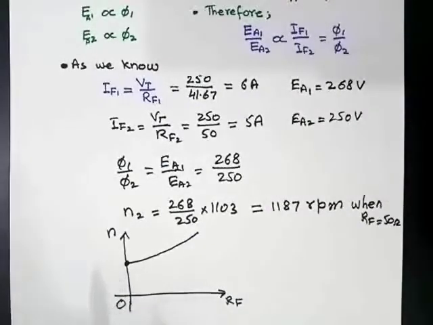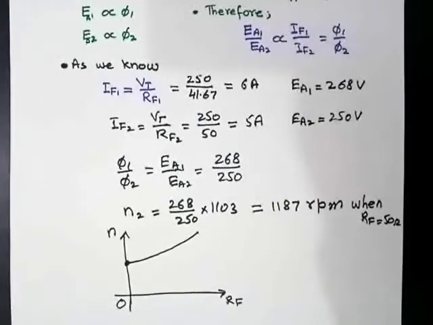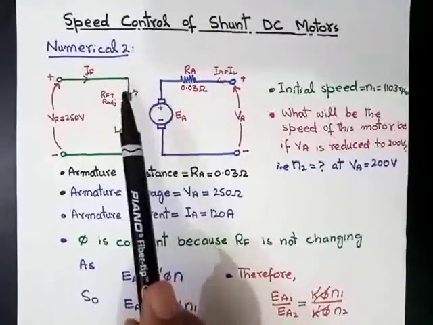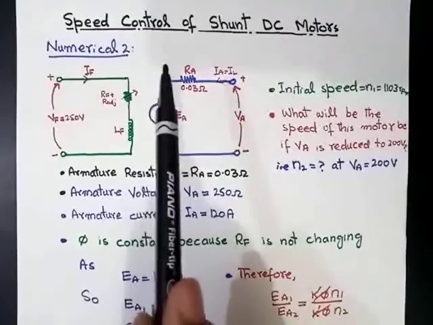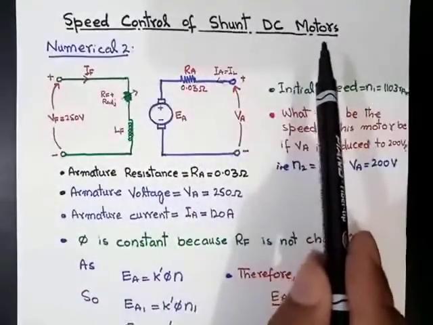This is the numerical number 1 and the solution of this numerical we have done. Now we will solve the numerical number 2. This numerical is related to speed control of shunt DC motor. This numerical is based on the second method of the speed control of shunt DC motor.